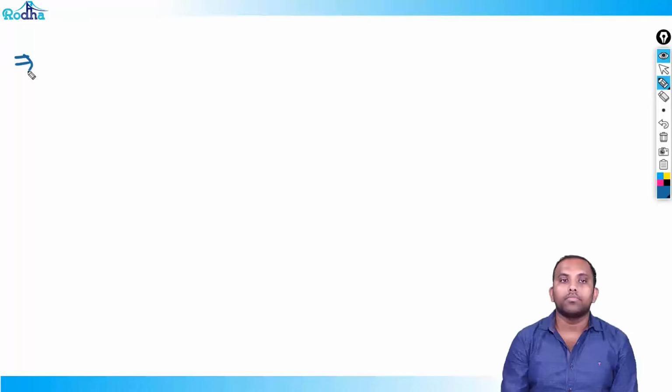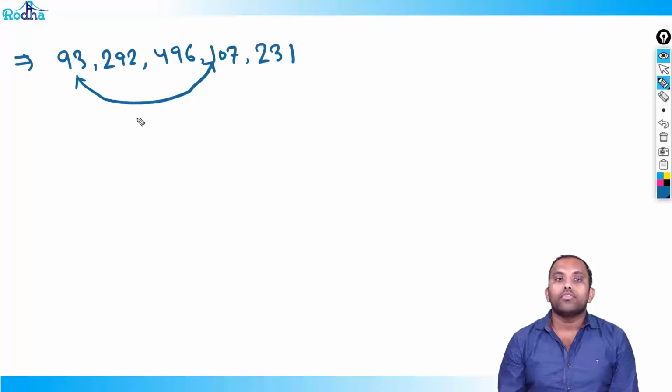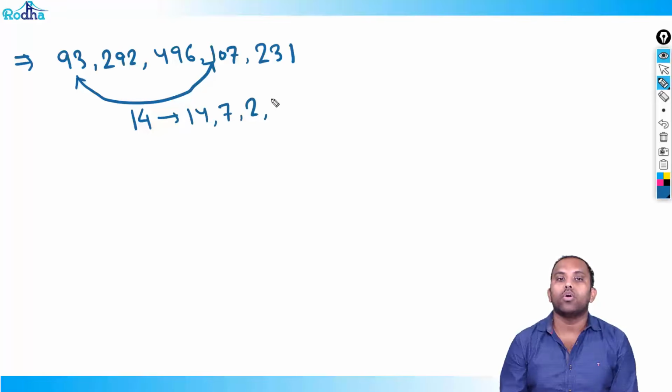Let me take another example: 93, 292, 496, 107 and 231. What is the HCF of all these numbers? Going by this method, I select the pair with the smallest difference. That is obviously 93 and 107. The difference here is 14. So for sure, HCF is a factor of 14, that is either 14 or 7 or 2 or 1.